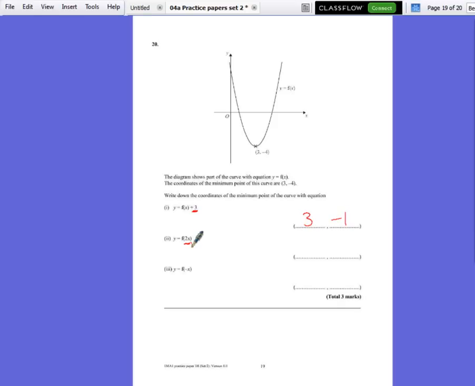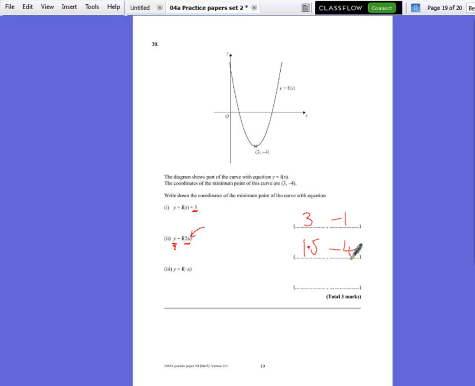For y equals f of 2x, what this means is you would get the same value for y when x is half as big, because when we double that x, we would get the same value for y. So what we need to do is halve the x value, so that would be 1.5, but the y value would stay the same, so (1.5, -4).